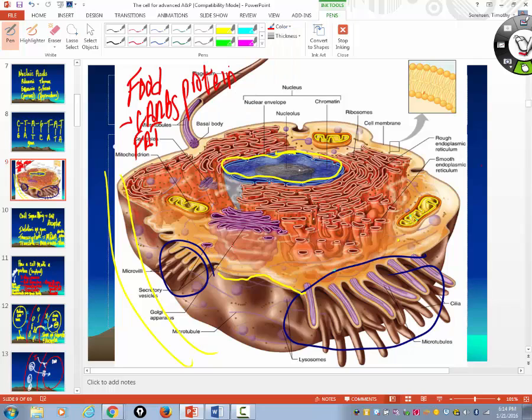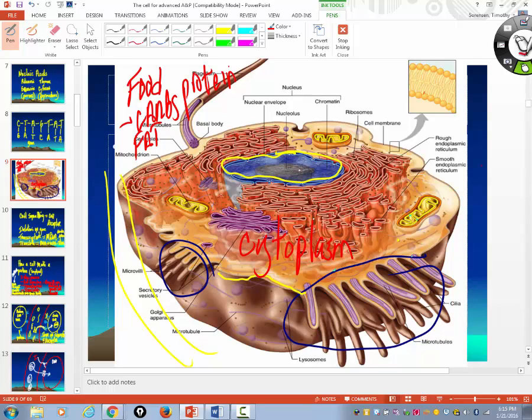Inside the cell, the vast majority of the cell is made of water. The watery part of the cell is called, can you see that? It's called the cytoplasm or cytosol, same thing. So these little organelles float around in the cytoplasm of the cell. Are you with me? So each one of these performs a specific function.